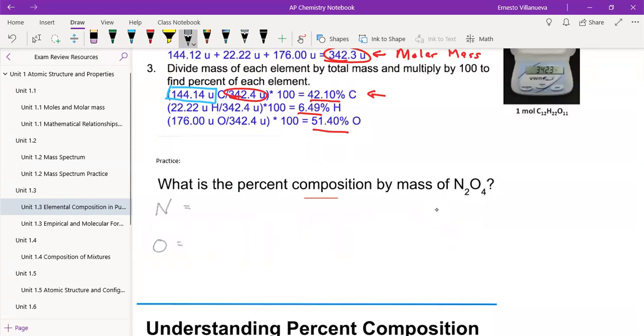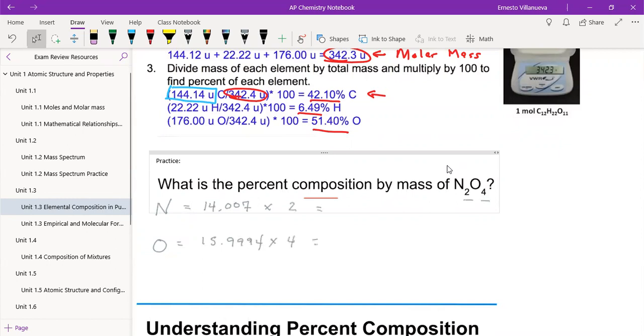Okay, nitrogen has a mass of 14.007, and oxygen has an atomic mass of 15.9994. Okay, I'm going to multiply by the quantities that they have in the compound. So this is going to be by 2, and this is going to be by 4. And let's calculate those products. 14.007 times 2 is going to give me 28.014.